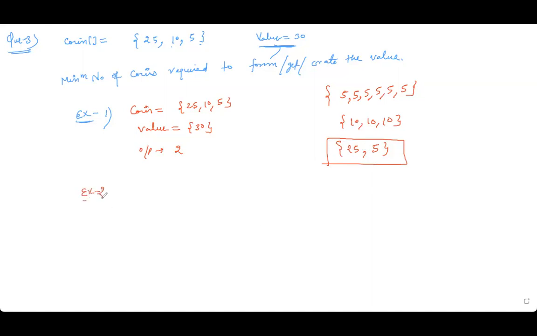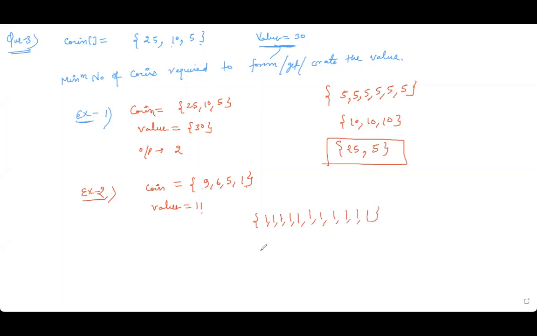Example 2. Let's say the coin array is given as 9, 6, 5, and 1, and the value is given as, let's say, 11. You have 4 types of coin here: one with denomination 9, one with denomination 6, one with denomination 5, and one with denomination 1. You have to create the sum equal to 11. Now, for that, there are different possibilities. I can take 11 coins of denomination 1.